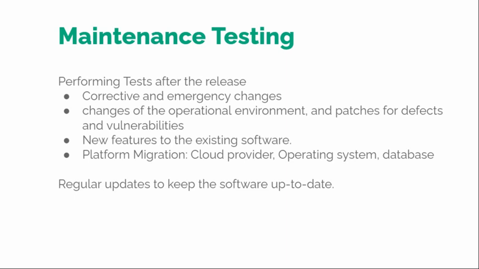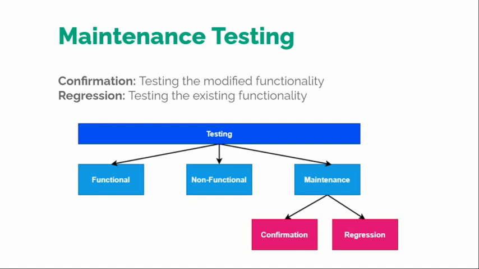So when you are performing regular updates, you have to perform maintenance testing. It has two subtypes: confirmation testing, which tests the modified functionality, and regression testing, which tests the existing functionality. So that's how it is classified.